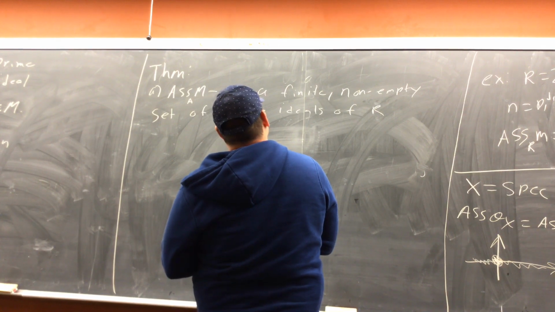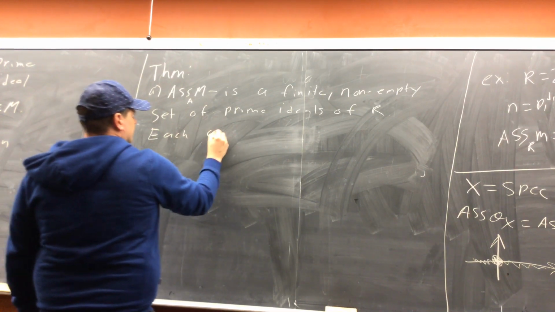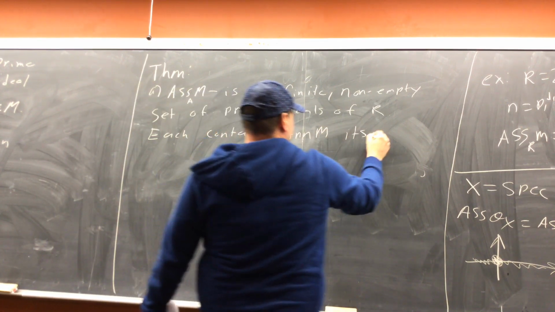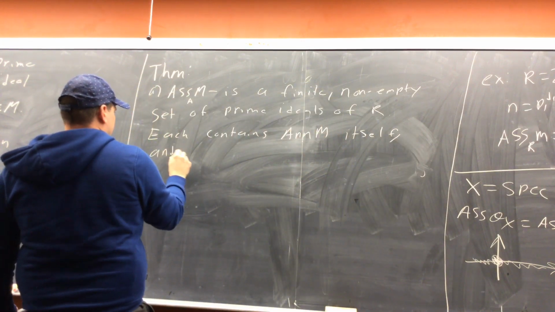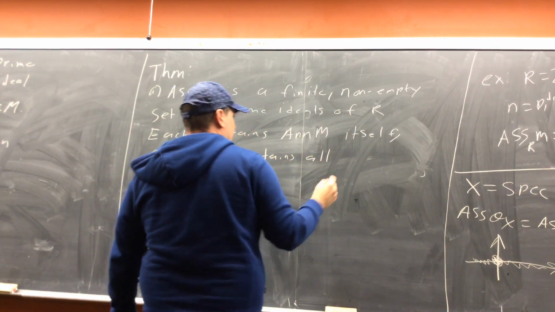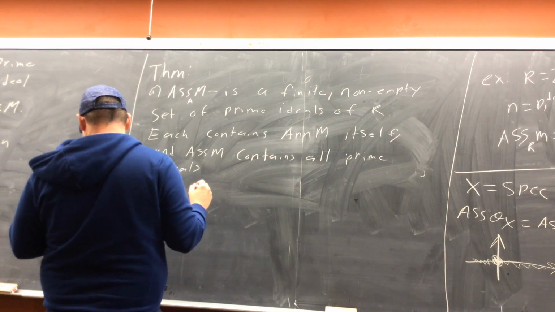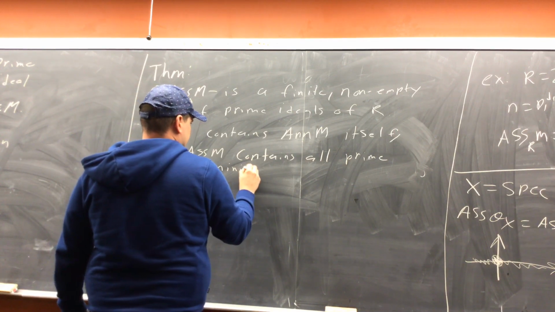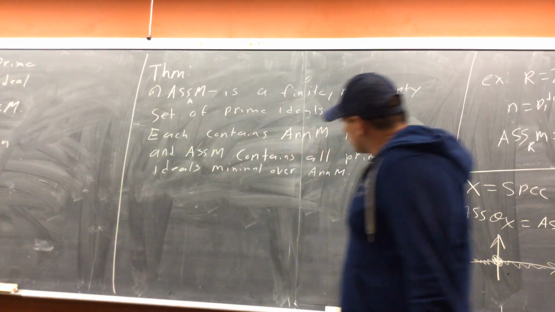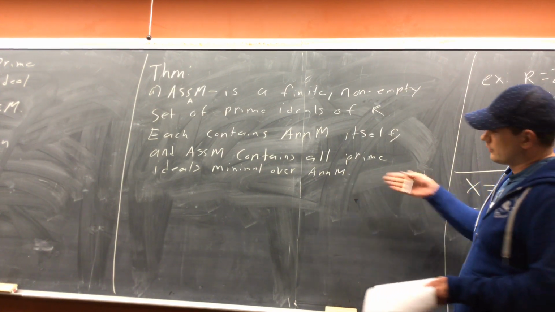Furthermore, we can say something about the prime ideals that occur in here. Each contains the annihilator of M itself. And let's say the associated primes contain all minimal prime ideals. So if you want to find an associated prime, you could find a minimal prime ideal that contains the annihilator of the whole thing.